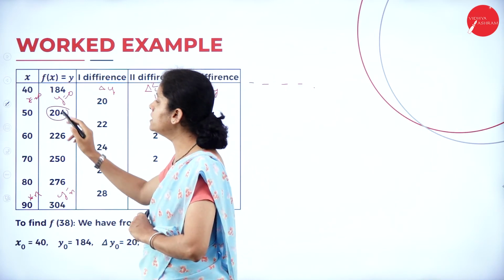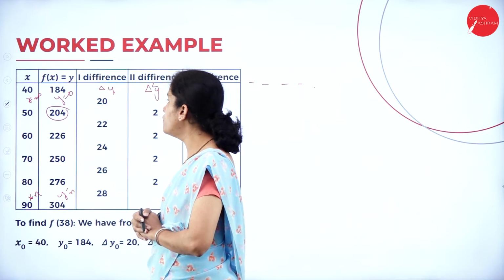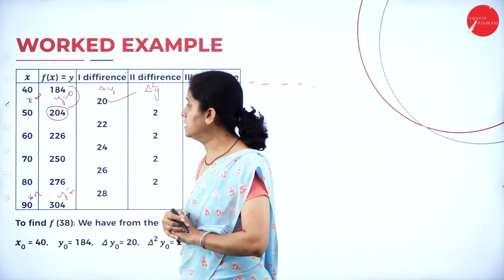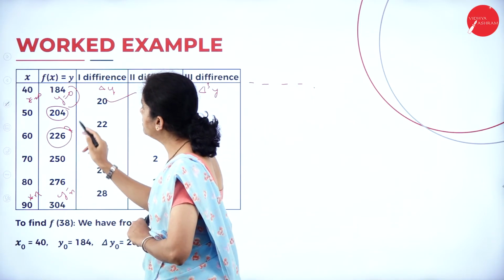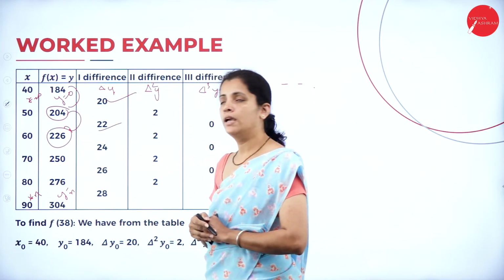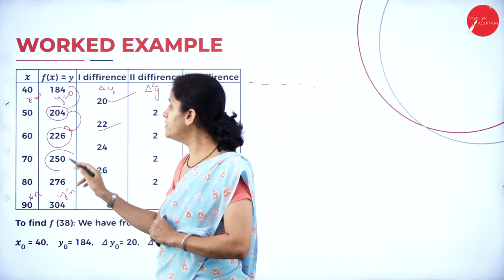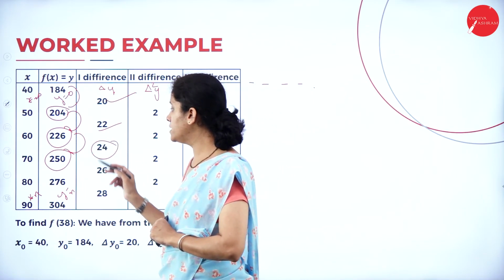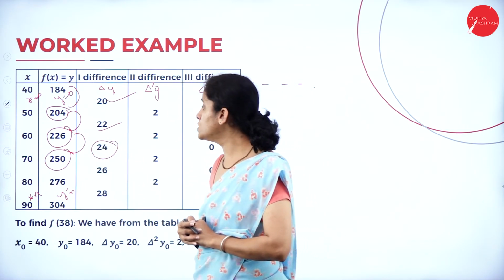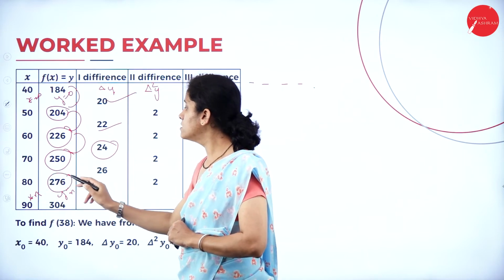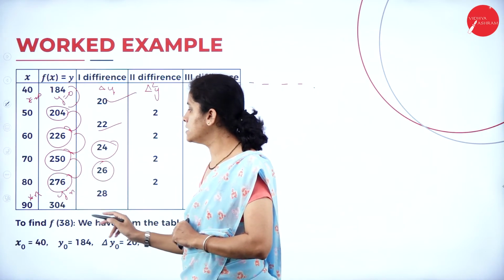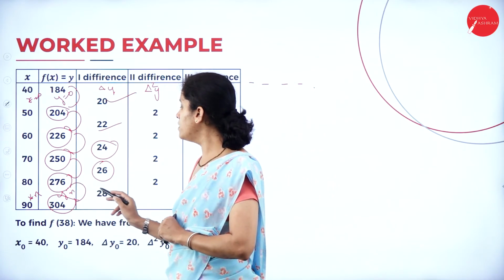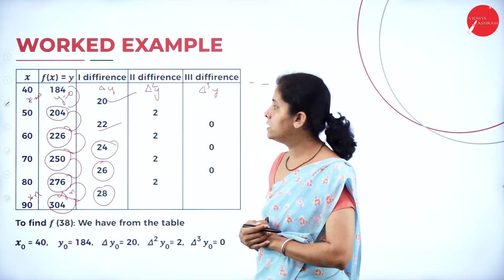Fine. Now see here what I want to do. I want to subtract the values: from 204 minus 84, it is 20. If I consider the next value and subtract, I'll get 22. If I consider 250 and subtract 226, I'll get 24. If I consider 276 and subtract the value, I'll get 26. And if I consider 304 and subtract the value, I'll get 28.